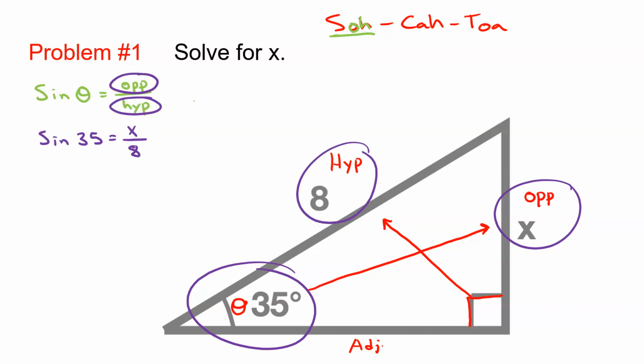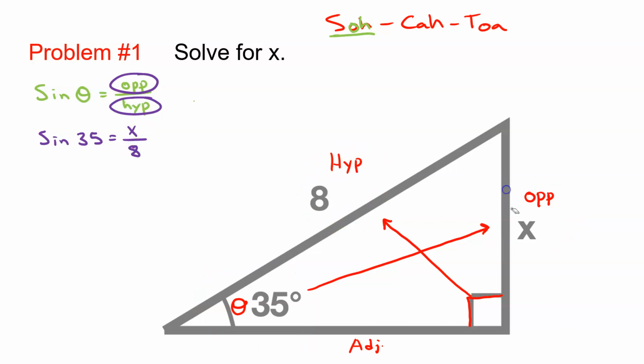Okay, so let's go through. We don't have x all by itself. We still have to go through and do a little bit of work. So let's get rid of that fraction by multiplying by 8, right? The inverse of dividing by 8 is to multiply by 8. So we're going to multiply both sides here by 8. 8 times sine of 35 degrees is what I bring down on the left, is equal to, and then the 8s cancel out, so we're left with just x.